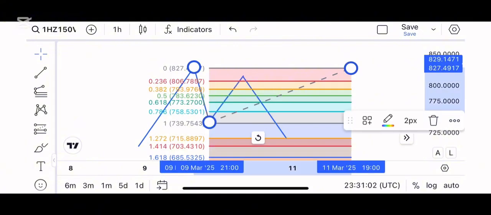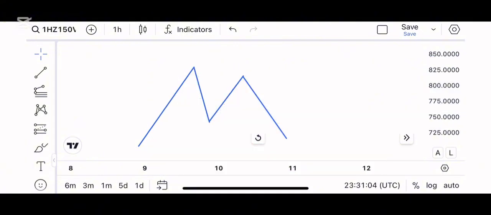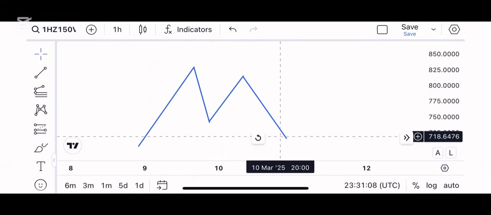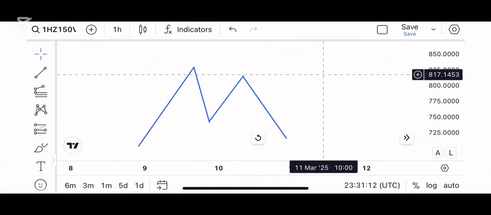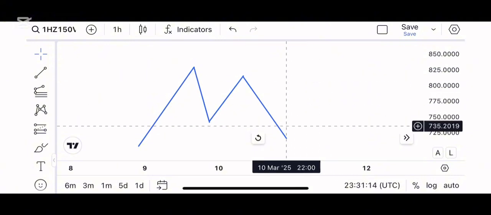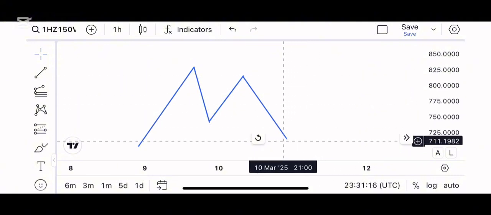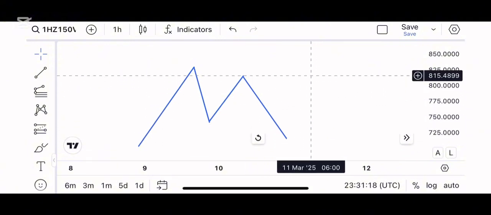So what we expect from the market right now is that once it gets to this point, we expect a push up of the market to the top side, right? So we expect a push up of the market. So this is where our trade will come. This is where we start taking the trade.